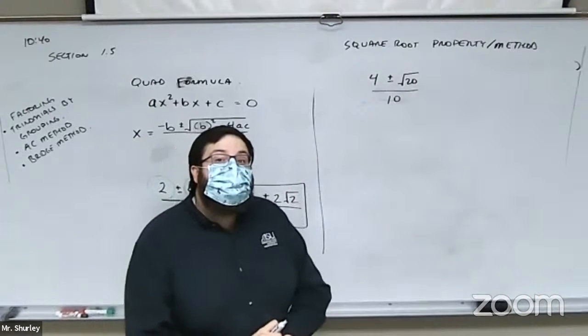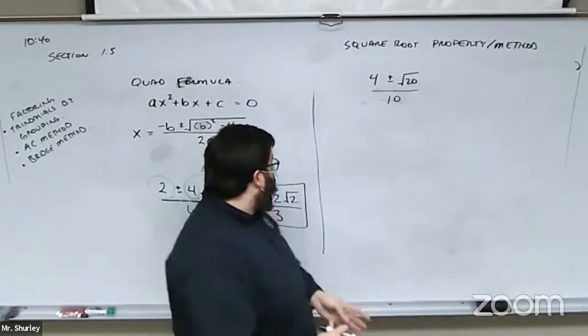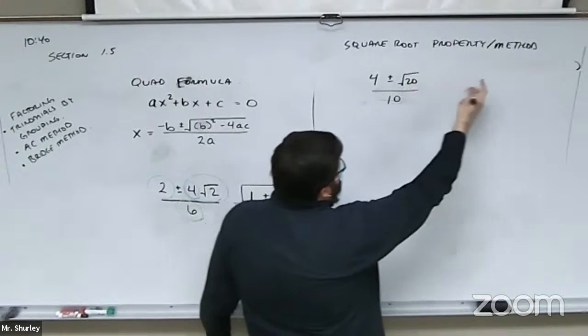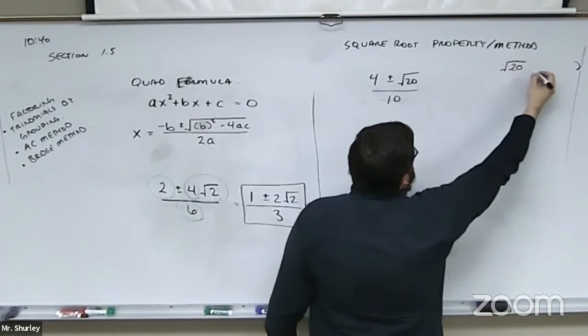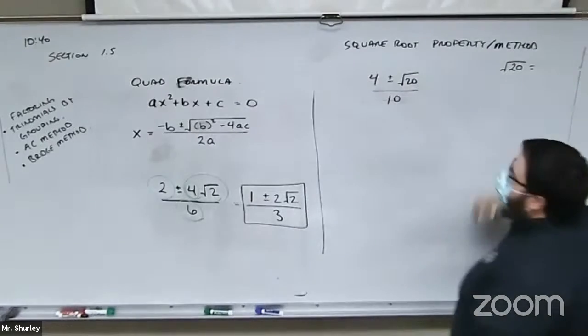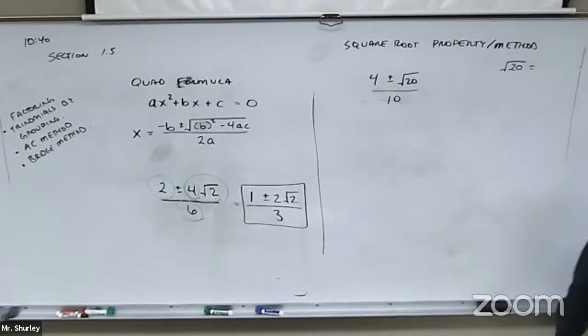But what we have to do is simplify the 20. So we're going to simplify this 20 first. I'll do it over here on the side. 20 can be written as... Now, what's a factor of 20 that has a nice square root?